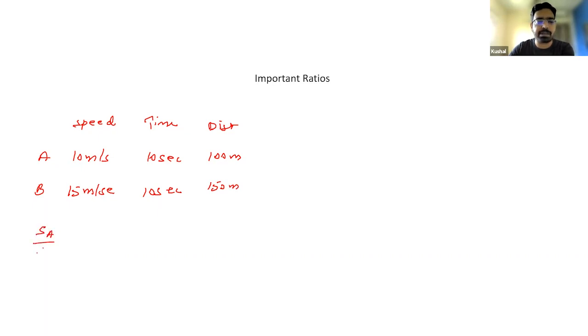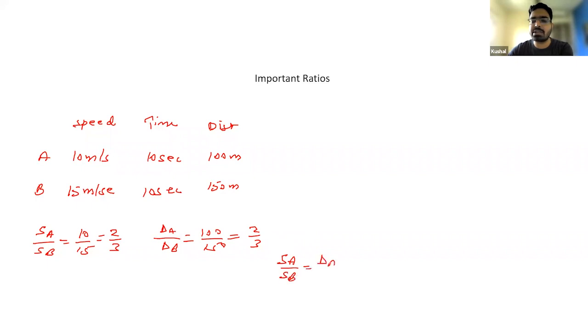Now, I want you to pay attention to something. What is speed of A by speed of B? Speed of A by speed of B is 10 by 15, which is 2 by 3. Now the same thing, distance traveled by A divided by distance traveled by B is 100 by 150, which is 2 by 3 again. This brings us to an important point: the ratio of the speeds is equal to the direct ratio of their distances when my value of time is constant.